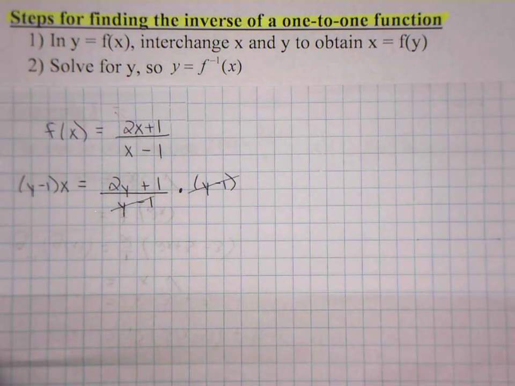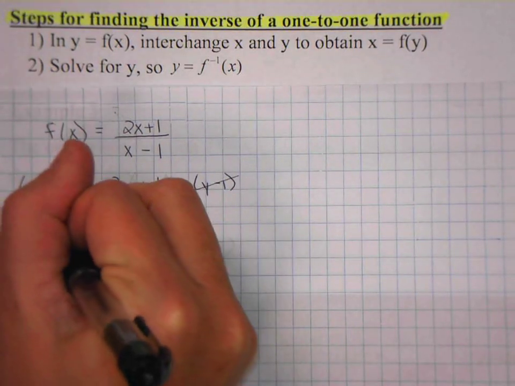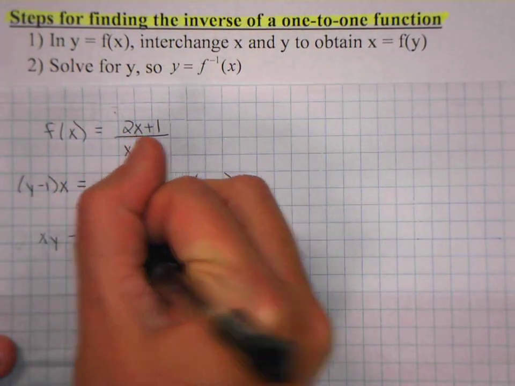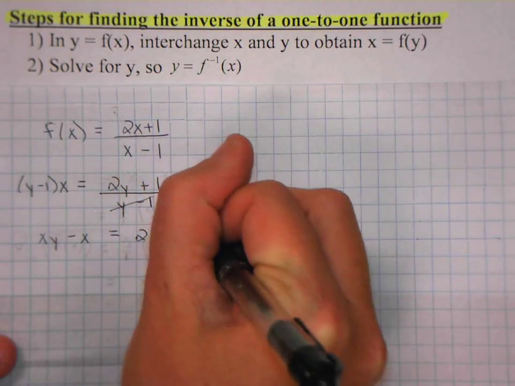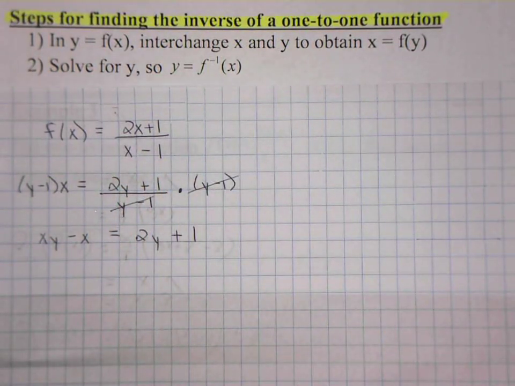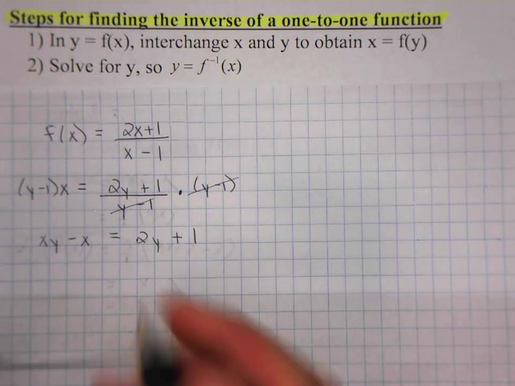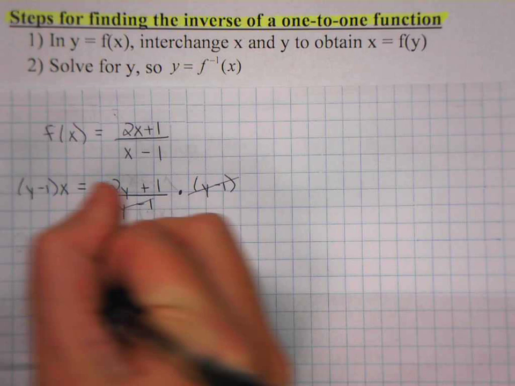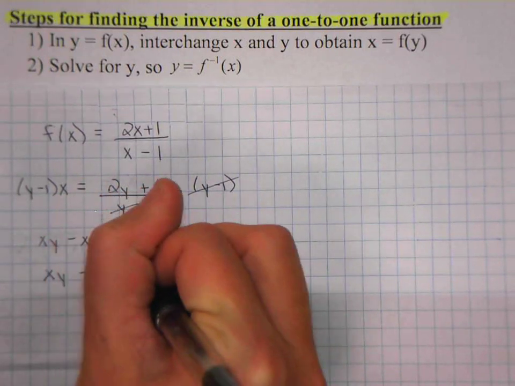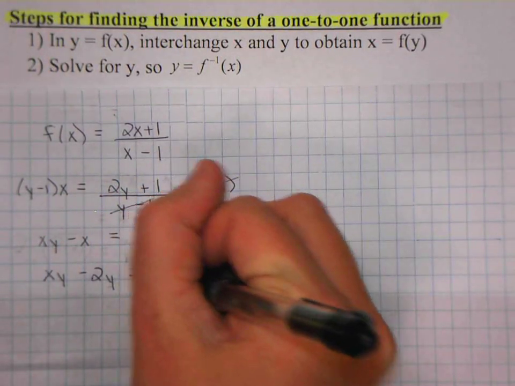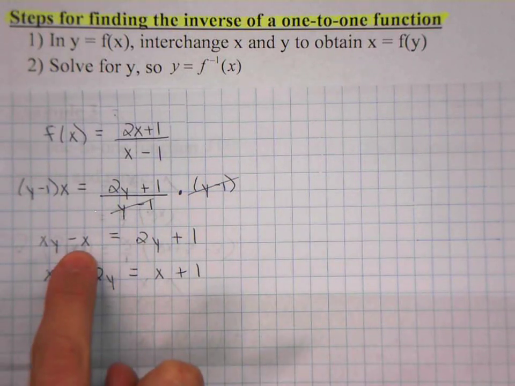Here I would get xy minus x equals 2y plus 1. And again, maybe it doesn't look all that great yet because you're noticing there's a y in two different places of the equation. So my suggestion is get the y's together on one side of the equation and the non-y's together on the other. So see if this makes sense to you. xy, I'm going to subtract 2y from both sides, but I'm going to add the x to both sides. So the x has been added, the 2y has been subtracted.